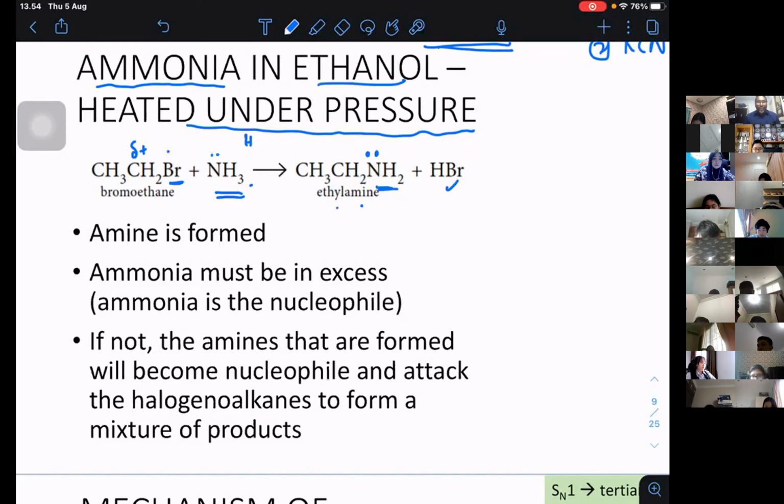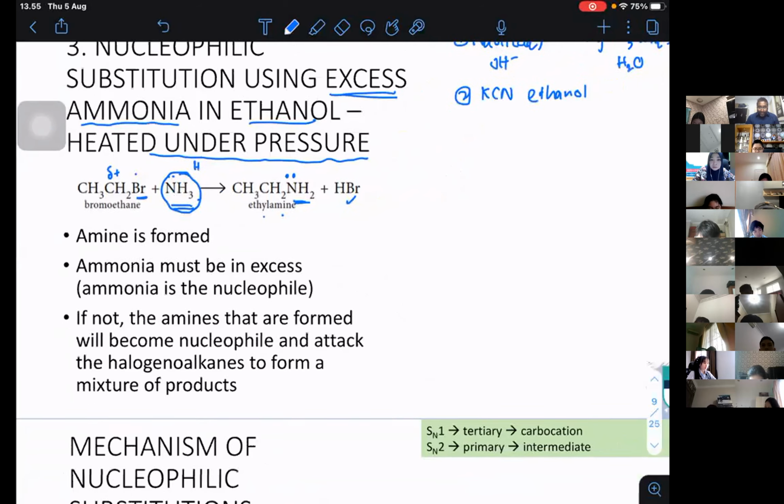How do you do that? You eliminate competition by making this a lot. You put a lot of ammonia, and that is going to make sure that ammonia is the nucleophile that will react with the bromoethane. So excess ammonia is going to help out, where you can eliminate the probability of having a mixture of products. So we don't want the product to behave as a nucleophile. Okay, so that is going to be the explanation for this.